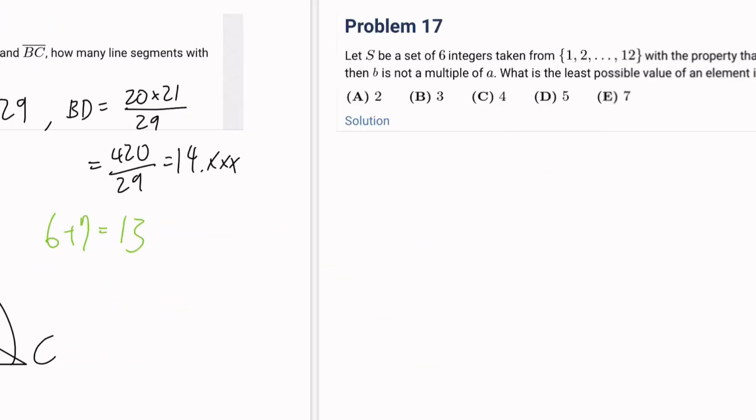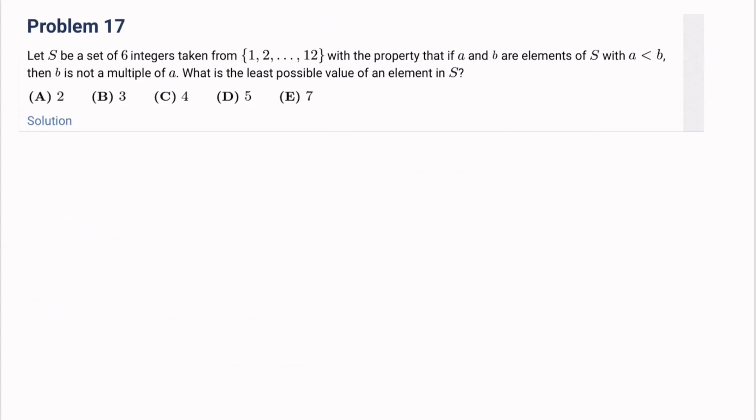It's D. Number 17. Let S be a set of 6 integers taken from 1 to 12 with the property that if A and B are elements of S with A less than B, then B is not a multiple of A. What is the least possible value of an element in S?